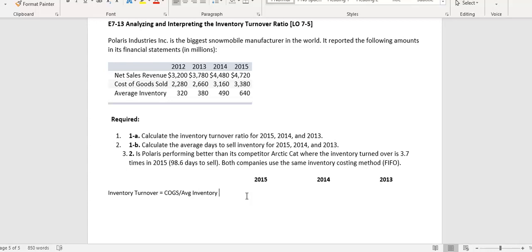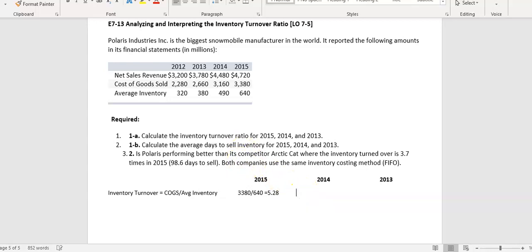So let's take 2015 cost of goods sold, which is 3,380. And let's divide by our average inventory, which they give us, 640. And we end up there with 5.28. Now, usually Connect asks us to round to the nearest tenth, so that would round to 5.3.